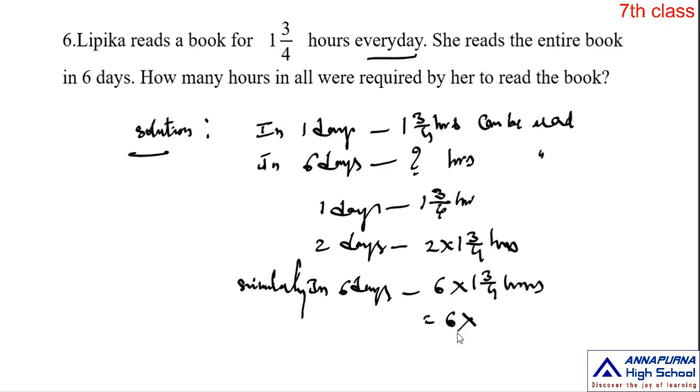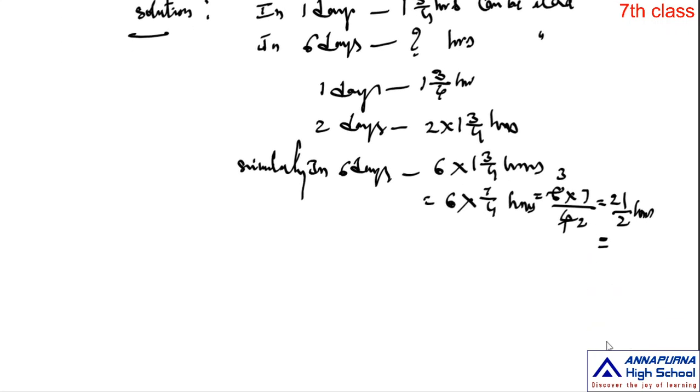So this is equal to 6 into, so convert this mixed fraction into an improper fraction. 4 ones are 4, plus 3, 7/4 hours. So this is equal to 6 × 7/4. So simplify: 2 ones are 2, 2 twos are 4, 2 threes are 6, 7 threes are 21, so 21/2 hours. Now convert this improper fraction into a mixed fraction: 2 tens are 20, so 10 1/2 hours.